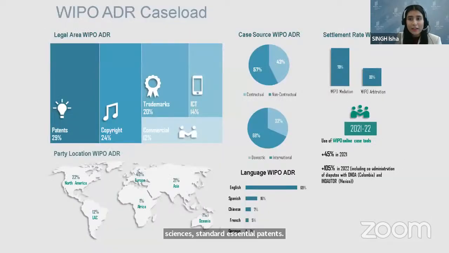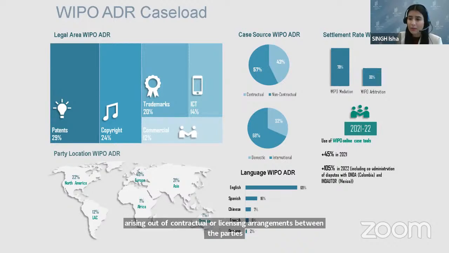Now on this slide, you will see that the largest portion of all our cases relate to patents, followed by copyright, trademarks, IT disputes, and commercial disputes. Now I would like to highlight that in our IP arbitration case experience, arbitrability has barely been an issue, with most cases arising out of contractual or licensing arrangements between the parties, which relate to contractual claims between the parties.